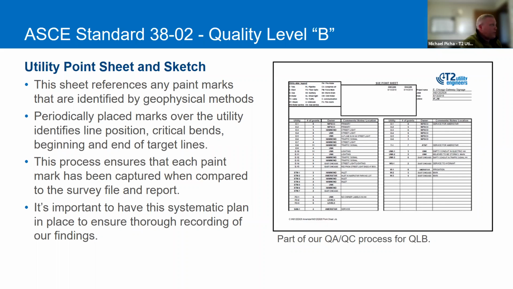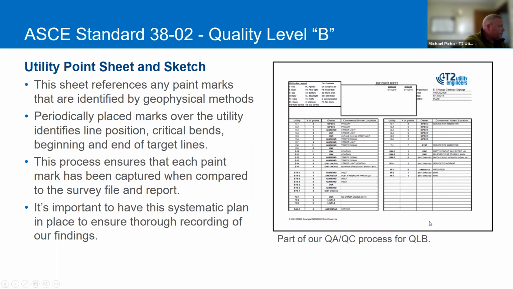So what we do as well is we have a point sheet and a sketch of all the work that we do. The sheet references any paint marks or anything that has been put on the ground. Each mark has its own identifiable number, or we also have a lettering system that we use. So if it's us doing the survey, or if we have another sub-consultant surveyor on board, they can follow the point sketch list that we have here. And we also have a field sketch of everything that we've marked, so they can follow that as well to make sure that everything was properly picked up as we put it on the ground.